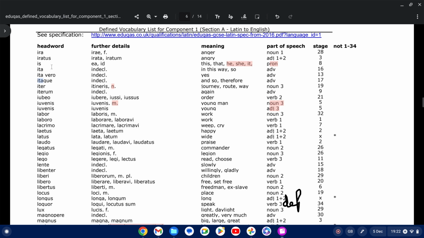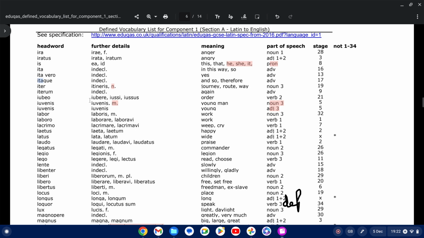Itavero's a bit harder to explain. Kind of means so, or in this way. And then vero is like the adverb, basically means truly. And so truly I shall do this. Yes, I shall do this. It's basically how it works.